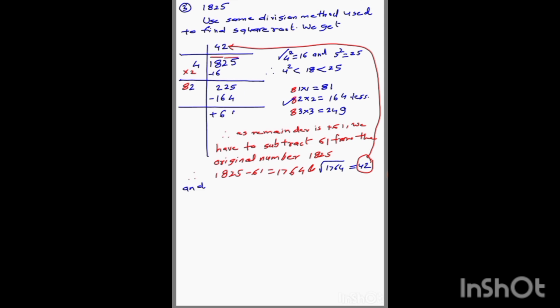We are asked to find out how much you have to subtract and how much you have to add.